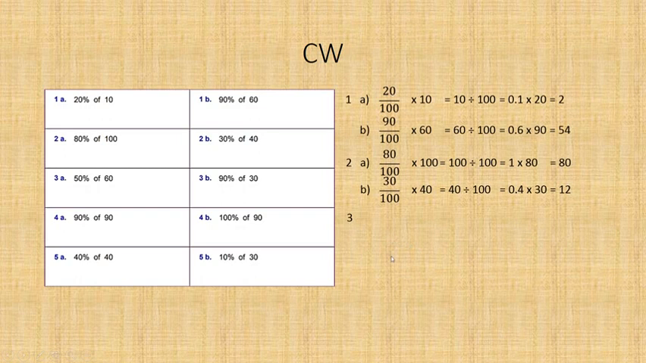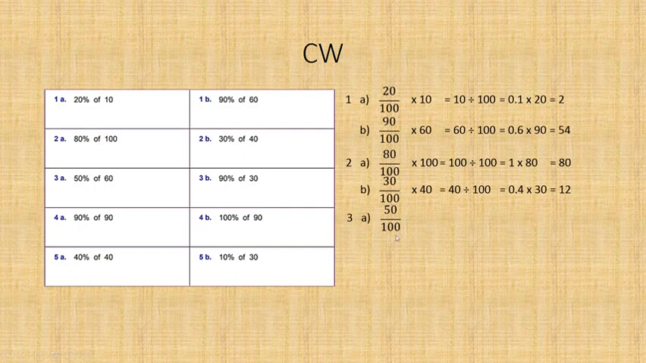Question number 3. 50% of 60. And this is another trick. 50% of 60 means half of 60. It's going to be 30 at the end. But can we do it in our normal way? Yeah, it's going to be easy.